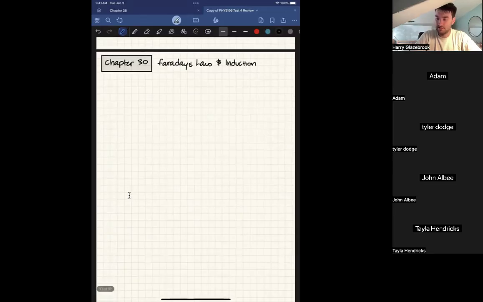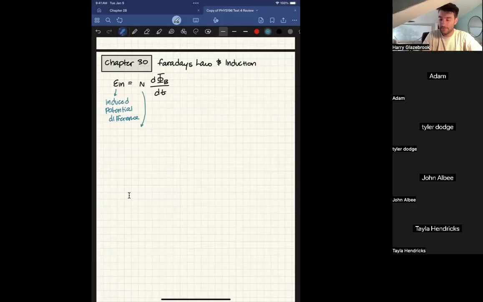So Faraday's law just states that we have an induced EMF. And all I mean by that is an induced potential difference. And that's going to be equal to N times d phi sub B dt. And I'll explain each of these terms.